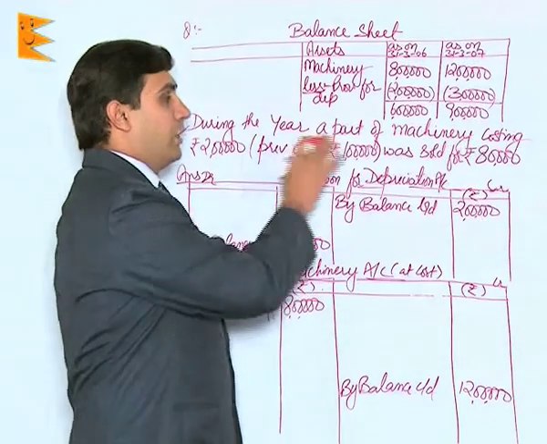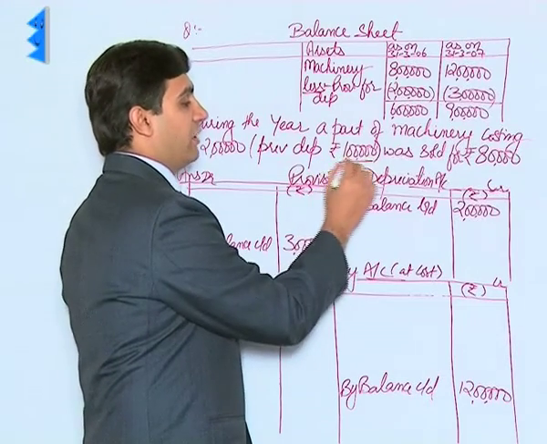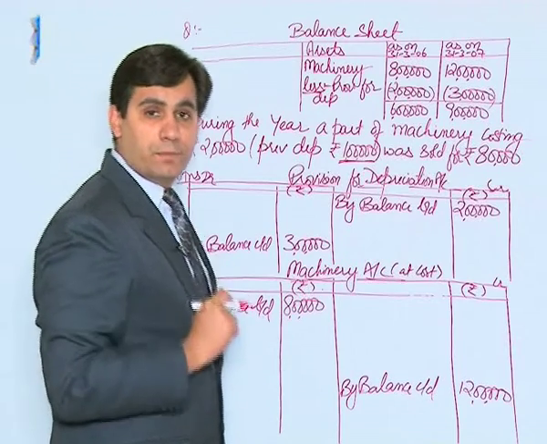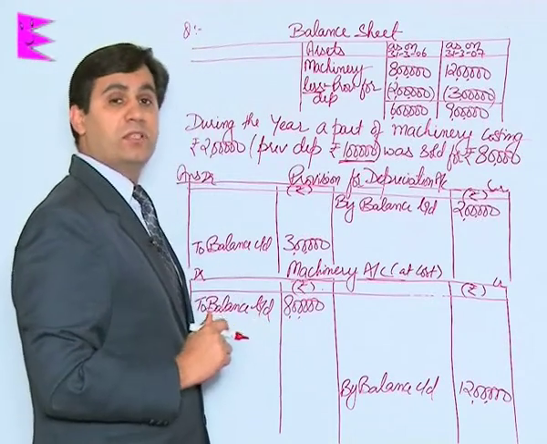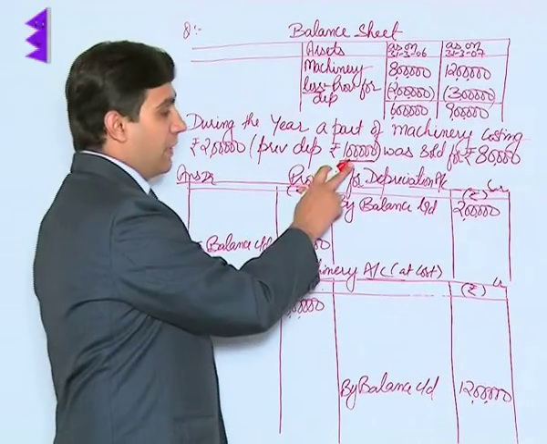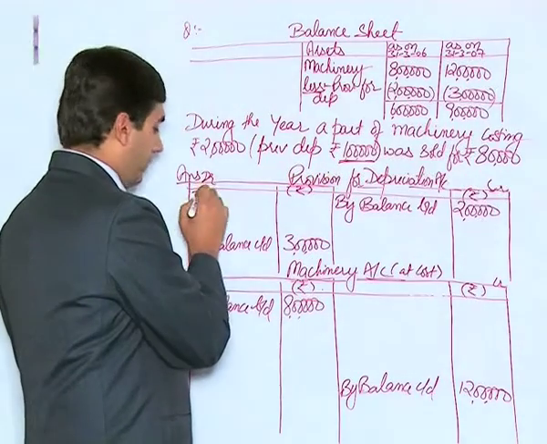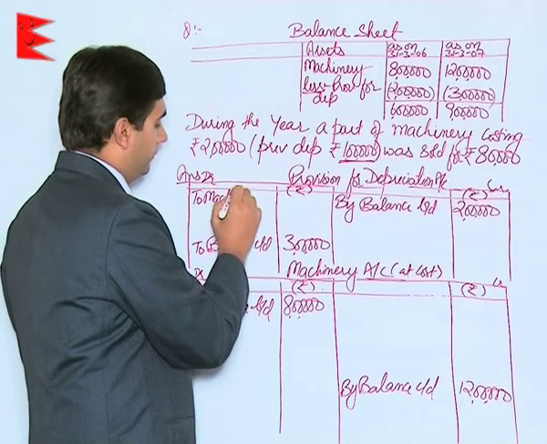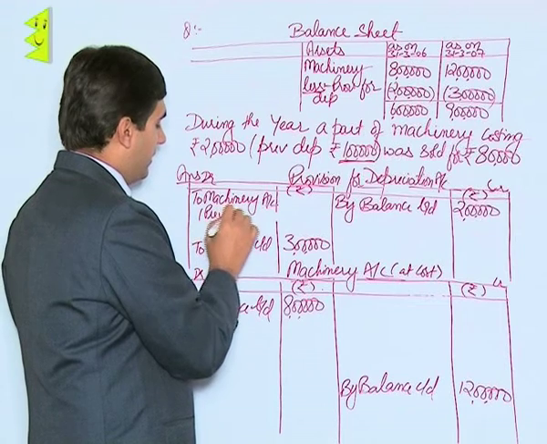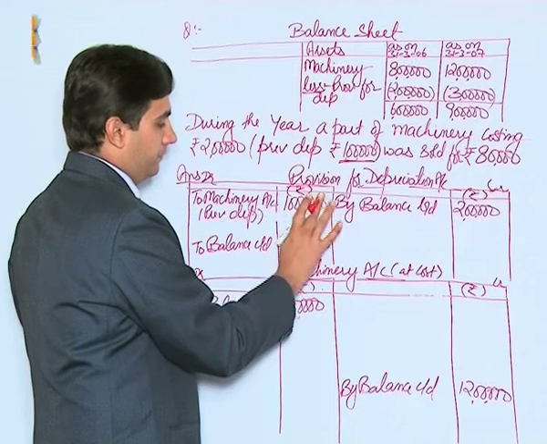Now students, during the year a part of machinery costing rupees 2 lakh, the previous depreciation is given here 1 lakh, was sold off for 80,000. Remember, previous depreciation means depreciation that has been charged on this asset before this year, that is 1 lakh. So it will appear on the debit side of provision for depreciation account, to machinery account, previous depreciation, that is 1 lakh.